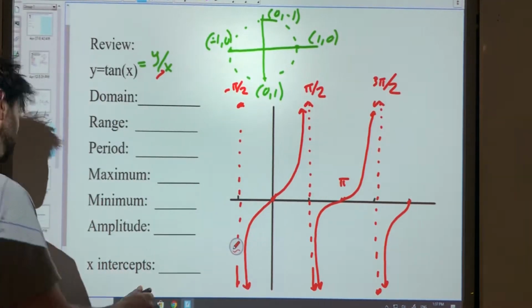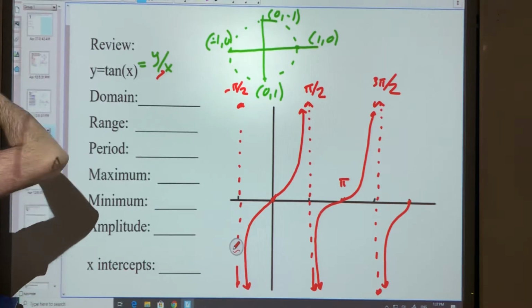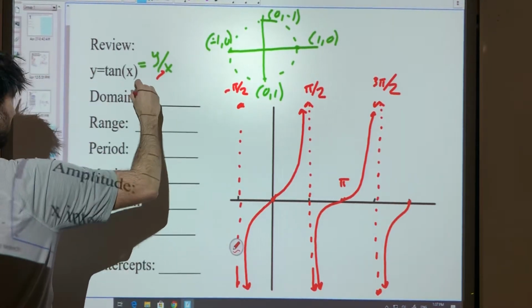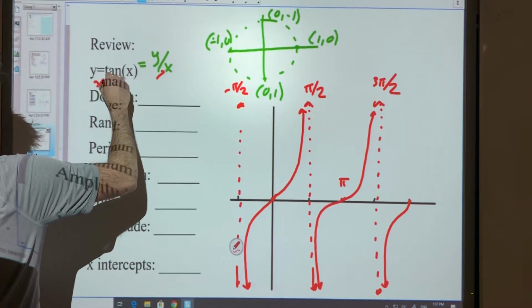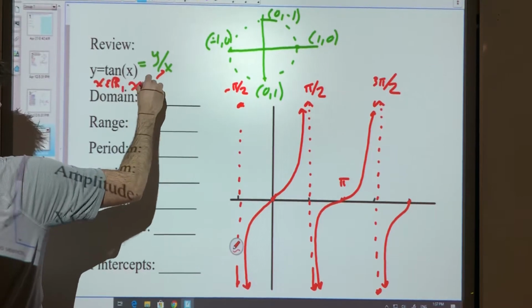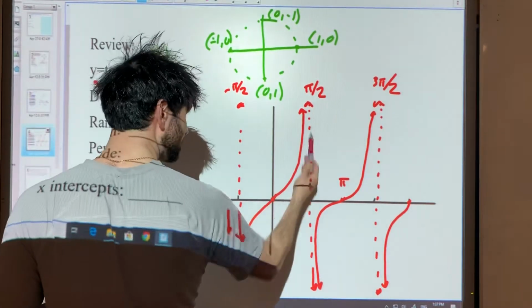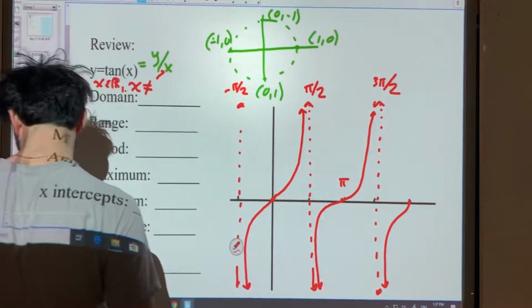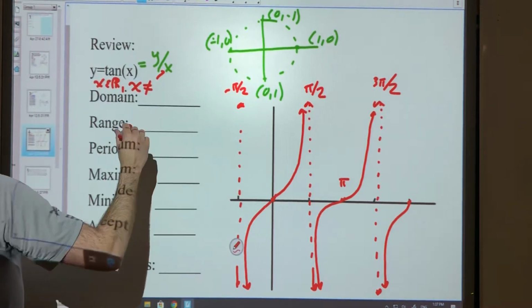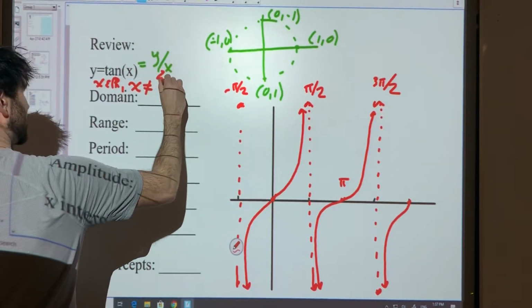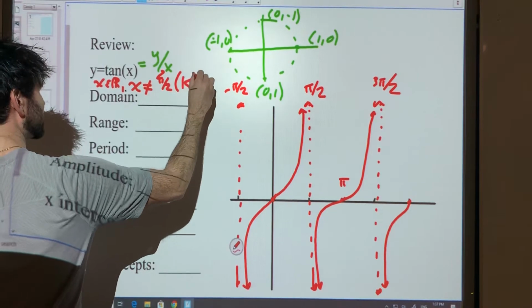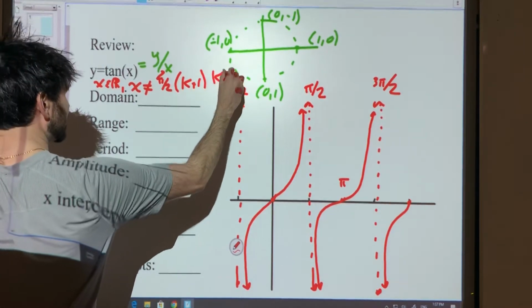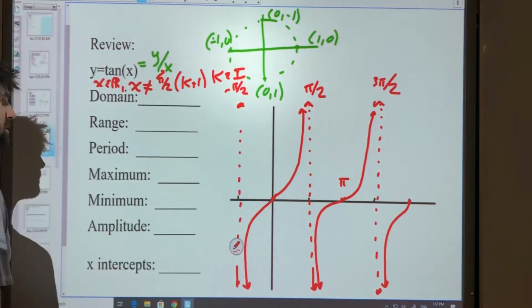Now, this one is going to be a little bit more interesting for domain. So we know that basically x is an element of the reals, except x cannot equal these certain points, pi over 2, 3 pi over 2, right? So one way to write it would be x can't equal pi over 2 times k plus 1, where k is an element of the integers, okay?